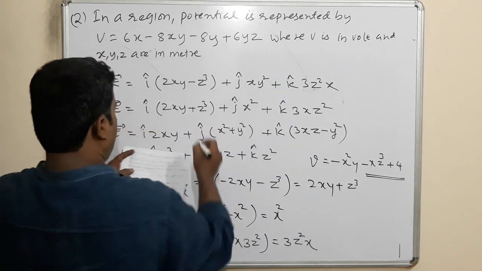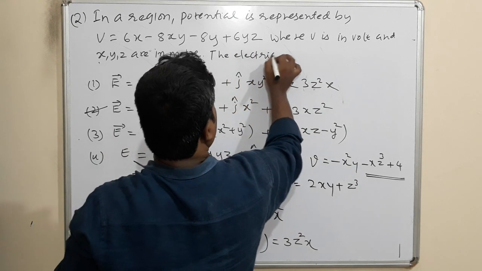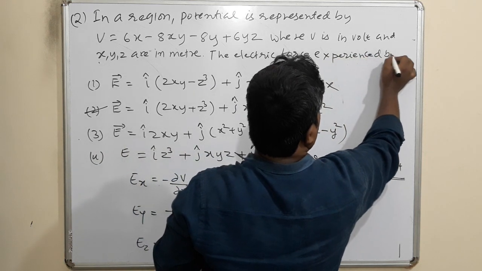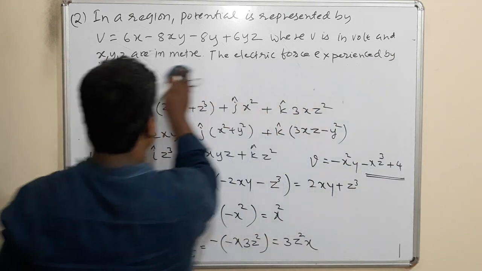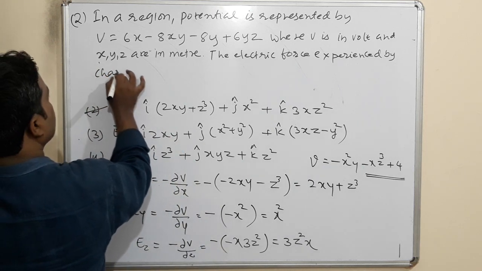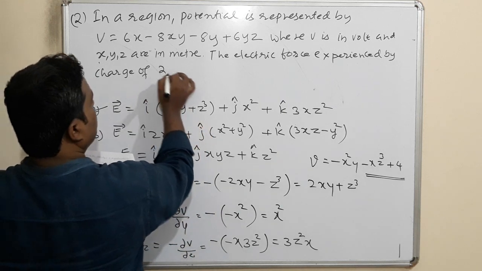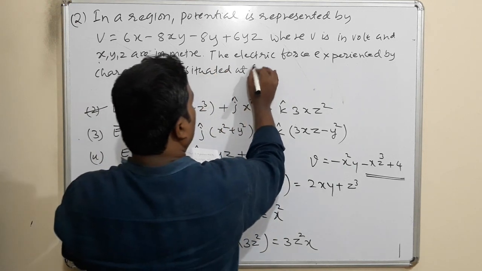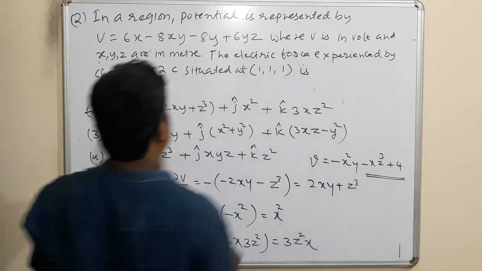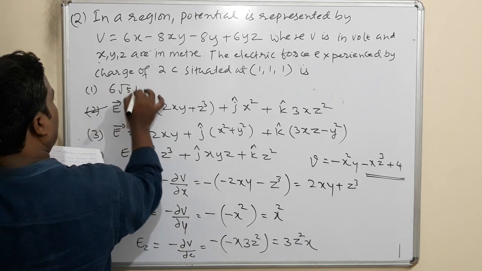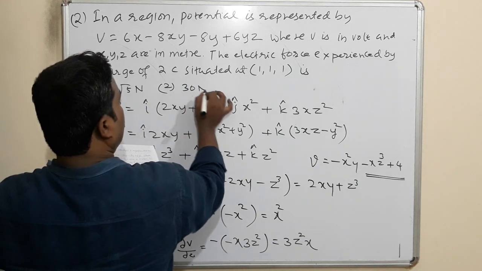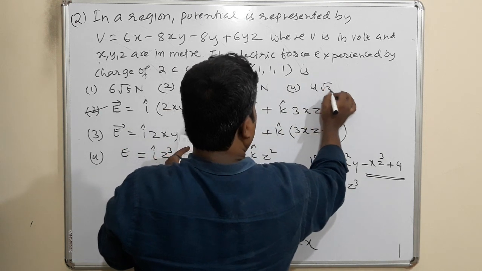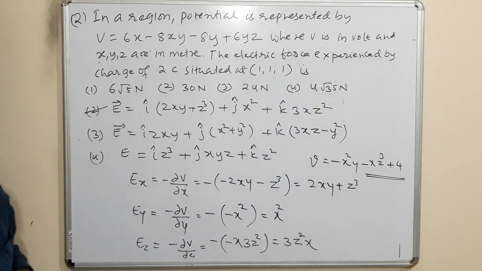Okay, the electric force experienced by a charge of 2 coulombs situated at 1,1,1 is, let me write the options, 6 root 5 Newton, second one 30 Newton, third one 24 Newton, fourth is this much, 4 root 35 newtons. Write the question.